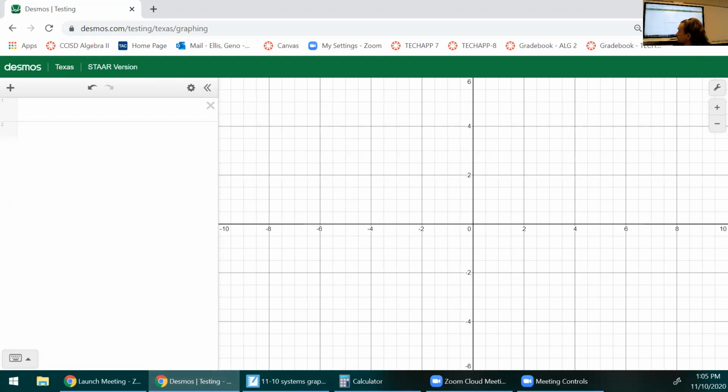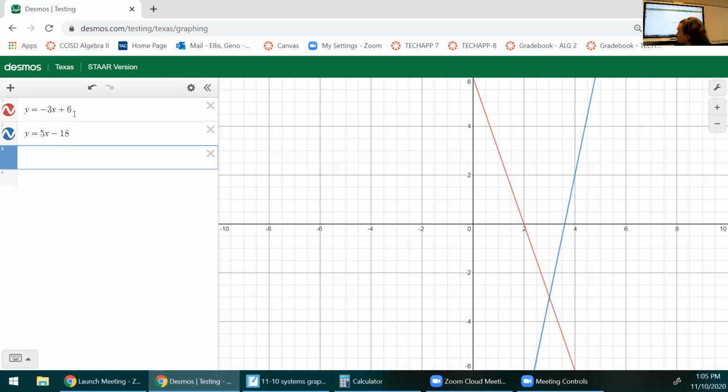Okay, so I'm going to put in, if I can find my mouse, my 2 equations. So my first one was y equals -3x plus 6. Yeah, that looks like the one I graphed. And my second equation was y equals 5x minus 18. There we go. Okay. So now if I look at my graph here, I can see that they meet at a point at 3, -3. Okay, 3, -3. Don't forget that.